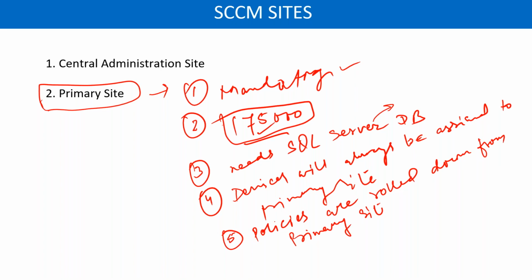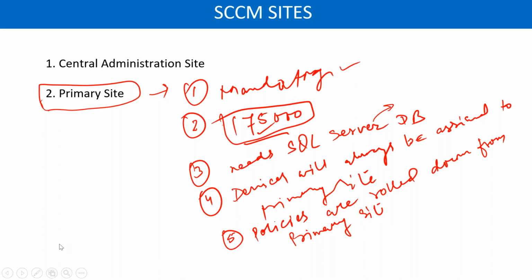Let's say you create a policy. Let's say you have to deploy Google Chrome or Firefox or Microsoft Office or patches or an operating system. These are policies. So it will always be rolling down to the devices from the primary site itself. Got it? Clear. Yes.